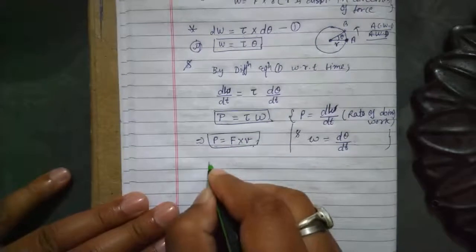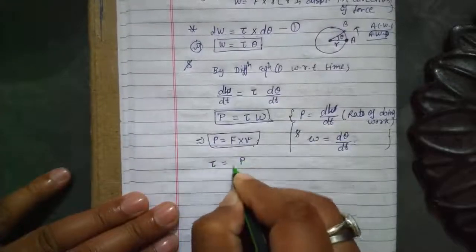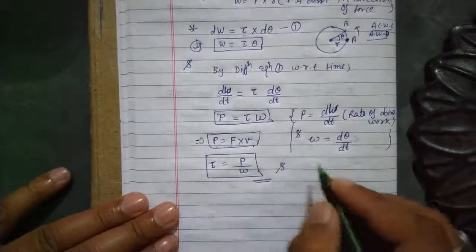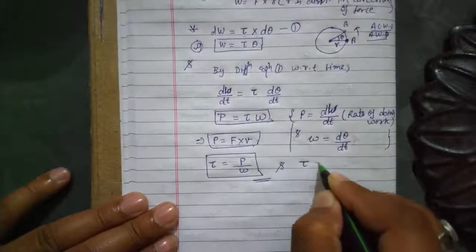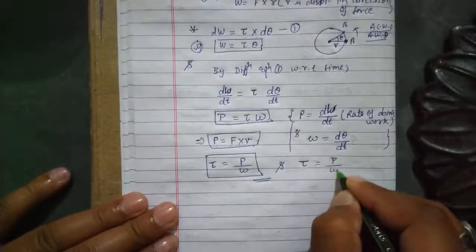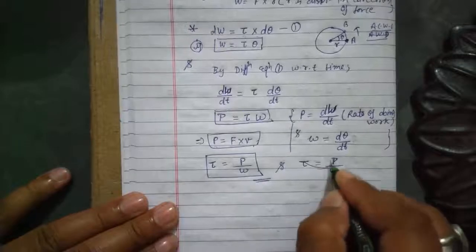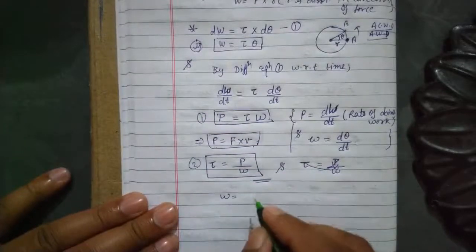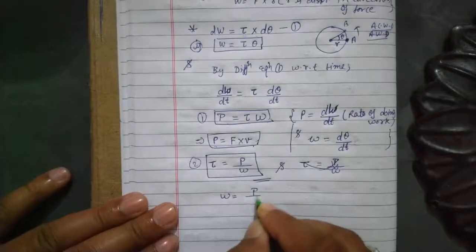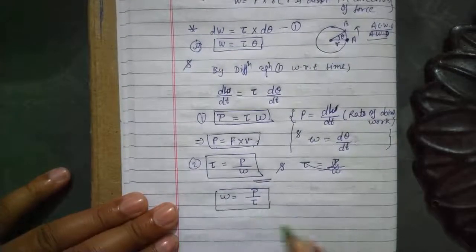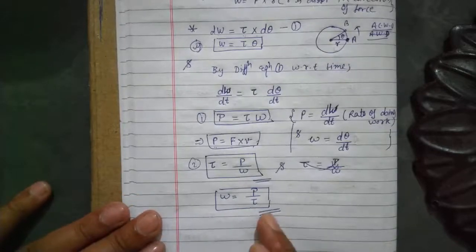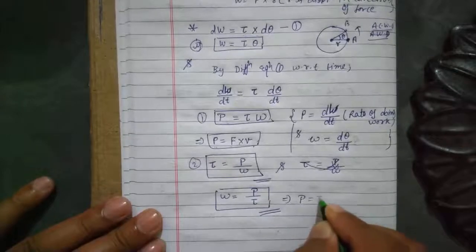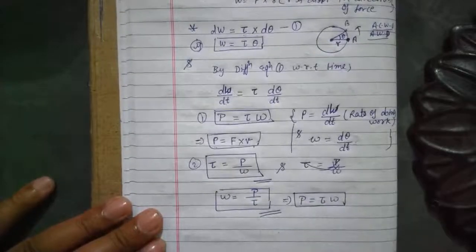Now here we can also calculate the value of torque as power upon angular velocity. And we can also use another value: angular velocity is power upon torque. This is the power associated with the dynamics of circular or rotational motion, that is power is torque into omega. Thank you.